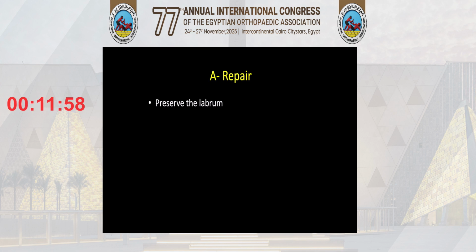So the idea of repair is that we should preserve the labrum. The labrum has a very important function. It maintains the seal of the hip, which is necessary for the stability of the joint. The research is very clear that if you don't have the labrum, the joint is not stable and it will move out of its place very quickly.